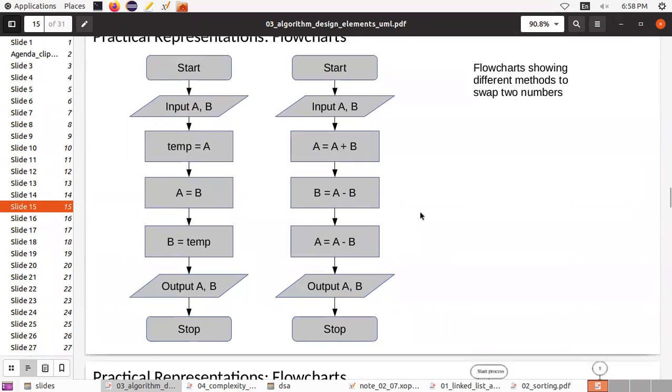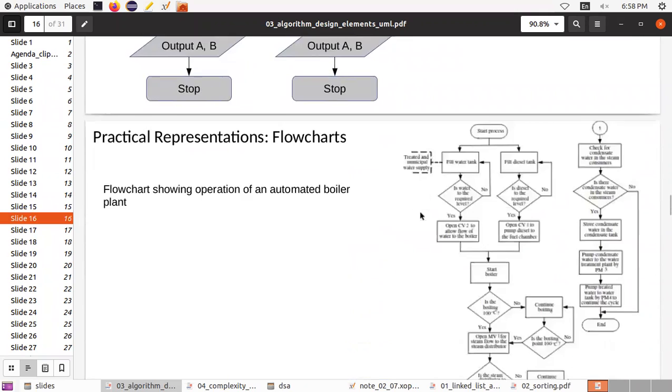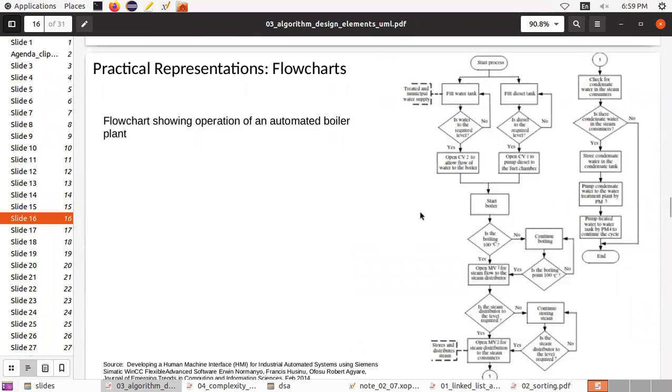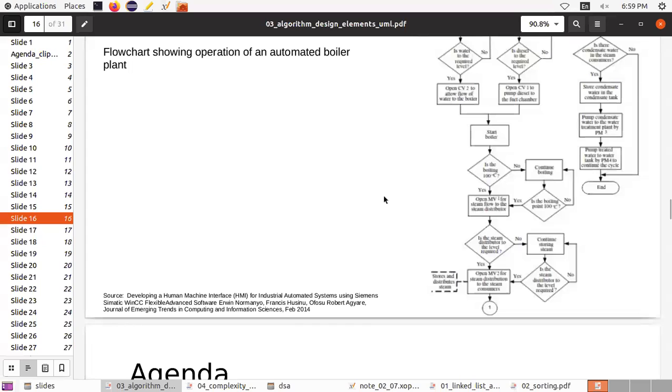These are again some simple flowcharts that I've written to show different methods to swap numbers. Here is a flowchart to do processing of an automated boiler plant. So it doesn't mean that flowcharts are only for computer science. Even things like refineries may use flowcharts. Even raw material processing might use flowcharts. So all kinds of organizations might end up using flowcharts.